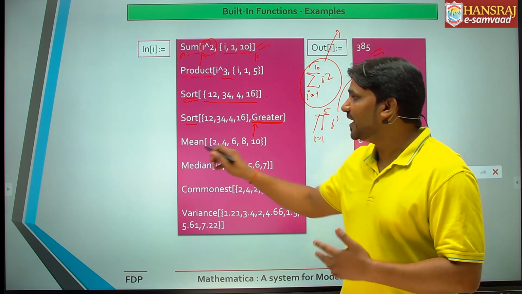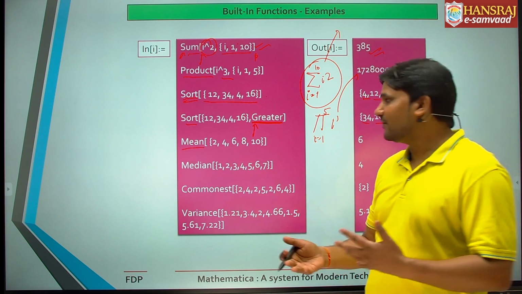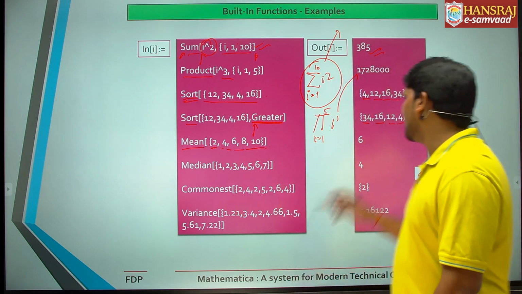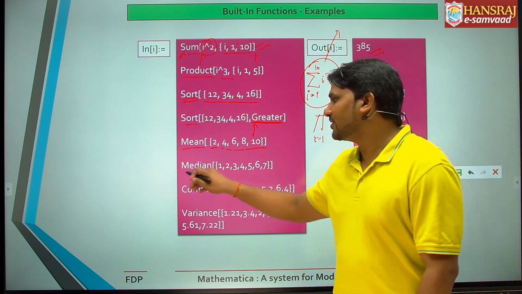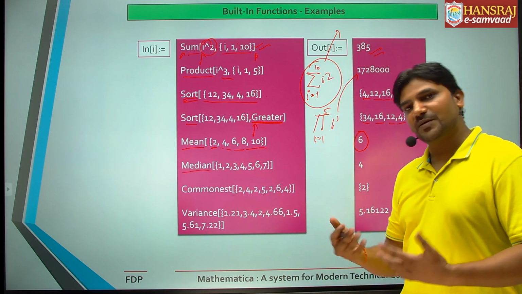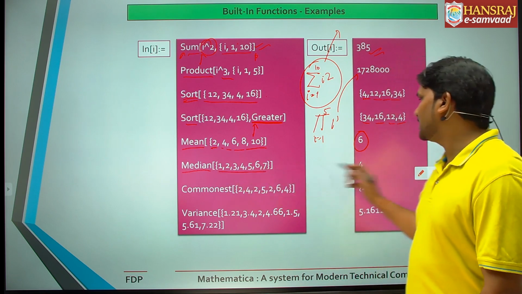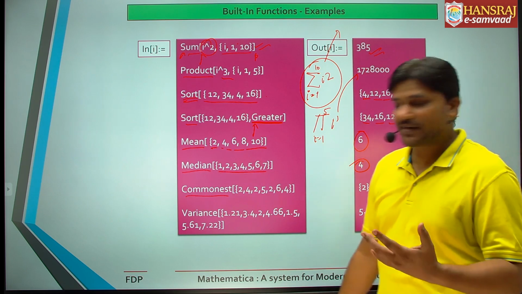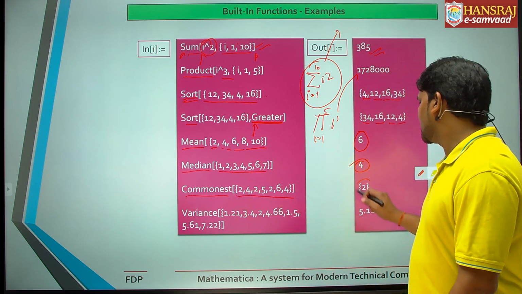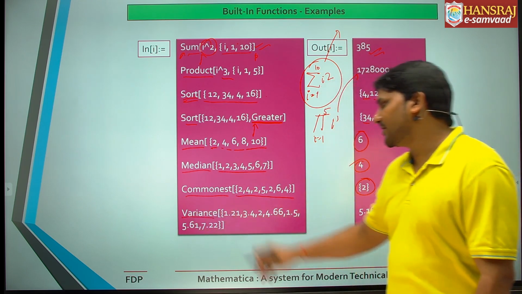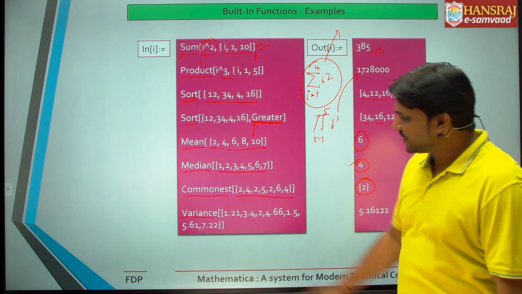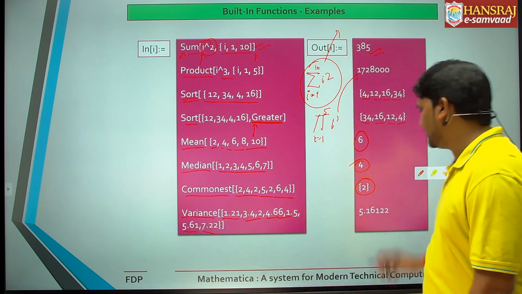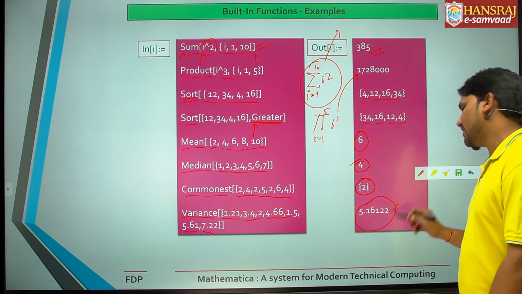Another function is Mean. If you want to find the mean, here are the values 2 4 6 8 10, and the mean value is 6. Another function you can use is Median. If you want to find the median for the values, you can easily find that. Then Commonest, which is basically the mode, as I have already said, and the answer is 2. Similarly, we can find the variance also. For example, if you have a list with different values and you want to find the variance, your answer will be given directly.